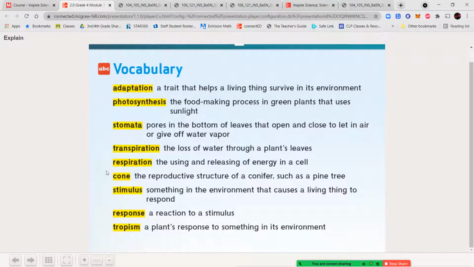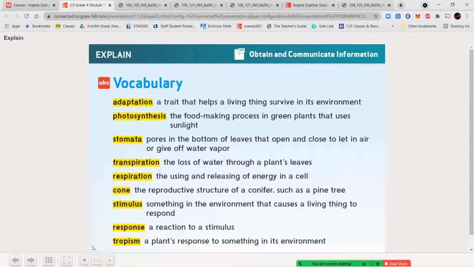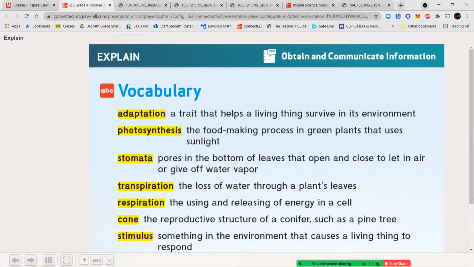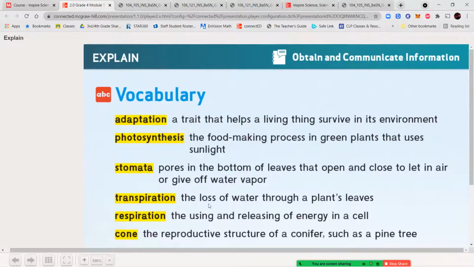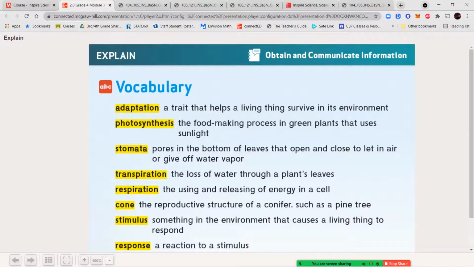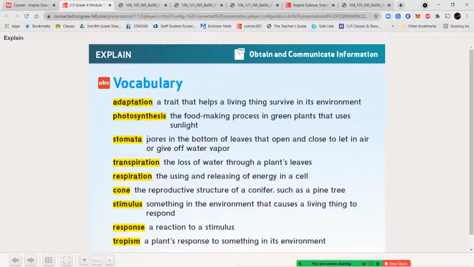Now, our first word is the word adaptation. An adaptation is any kind of trait that helps a living thing survive in its environment. So think about animals or plants, anything that they have on them that helps them to survive. So for example, a cactus has thorns. Those thorns help it to survive and to keep the water that it stores inside of it to keep it alive. So that way other animals don't come and eat it. That's an example of an adaptation.